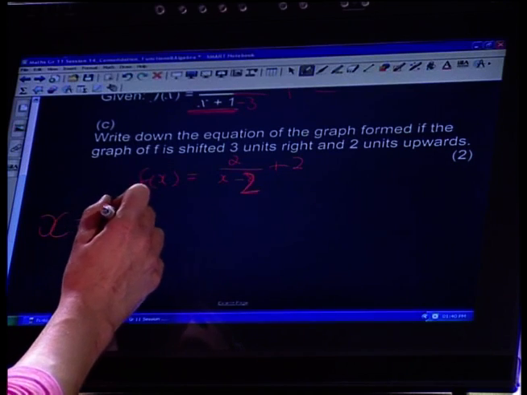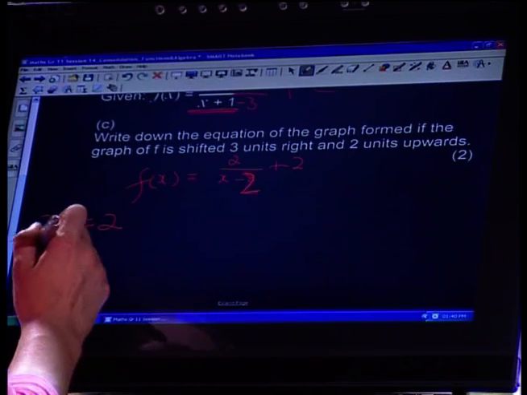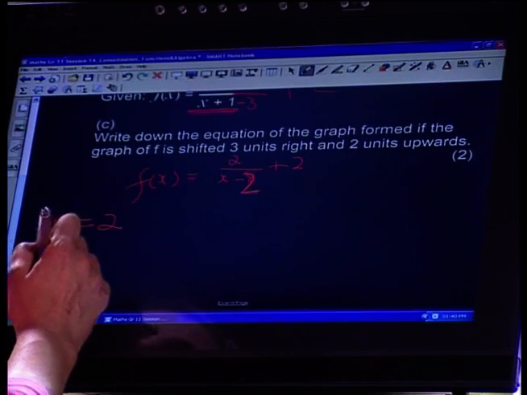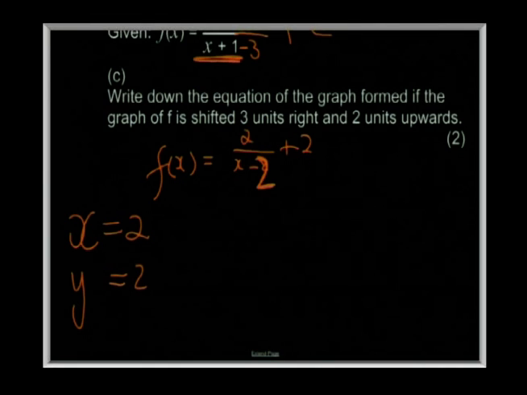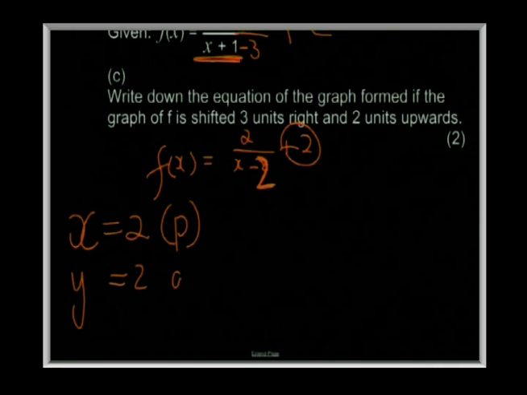So this graph has got an asymptote at x equal to 2. It's also got an asymptote at y equal to 2. Why? Because 2 is the value of p, but 2 is also the value of q.